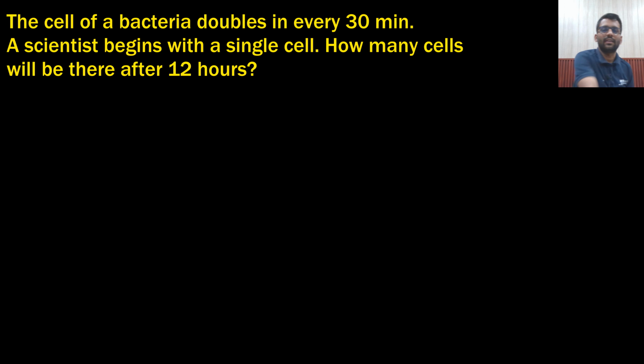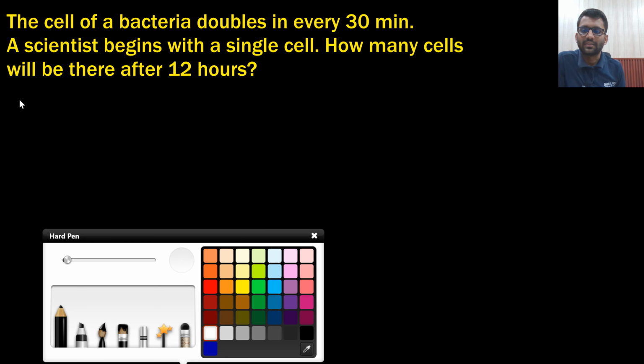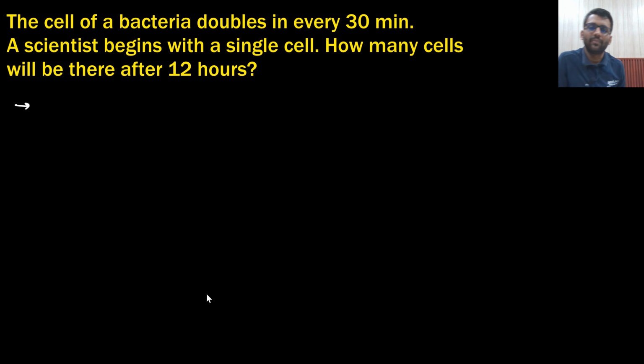Let's solve the last question. The cell of bacteria doubles in every 30 minutes. A scientist begins with a single cell. How many cells will be there after 12 hours? It doubles in every 30 minutes, that means it will become 4 times in every hour.